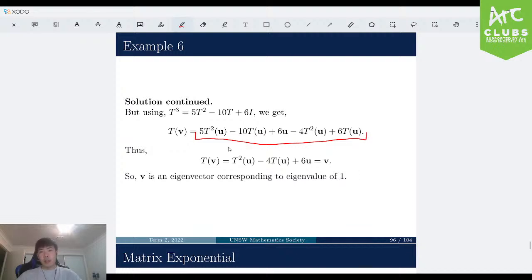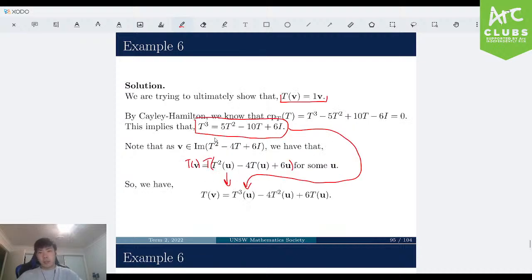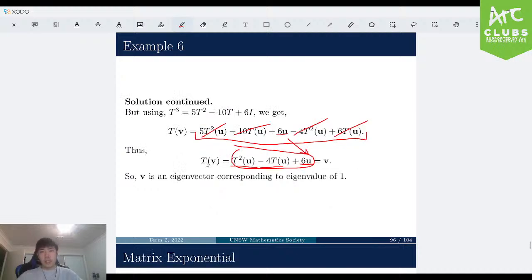And then by grouping all our terms, 5T squared minus 4T squared gives us T squared back. Negative 10T plus 6T gives us negative 4T. And then obviously 6u stays as 6u. But now, note where we saw this earlier. This is exactly just this. And so T of v equals v. And that concludes our proof.